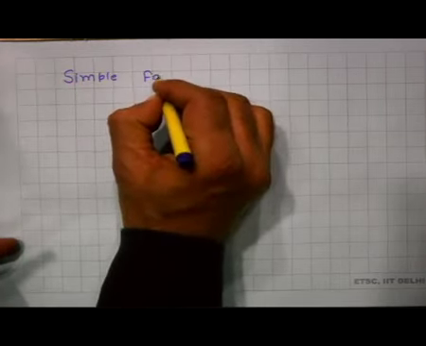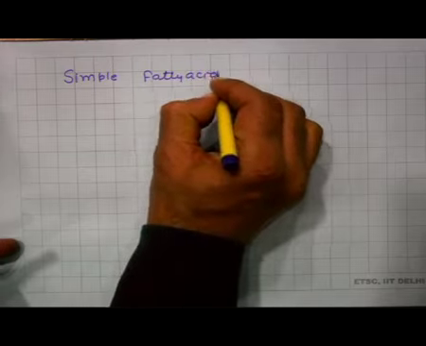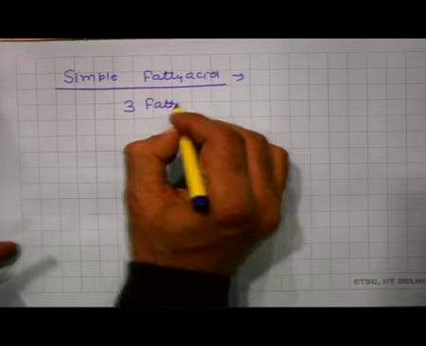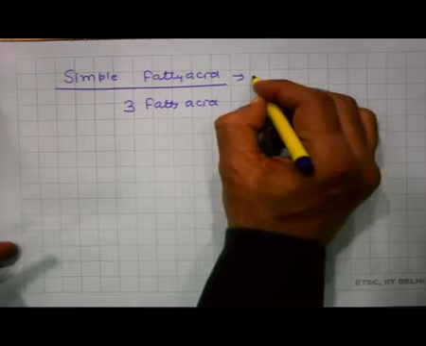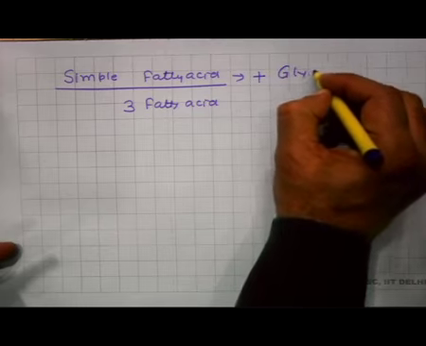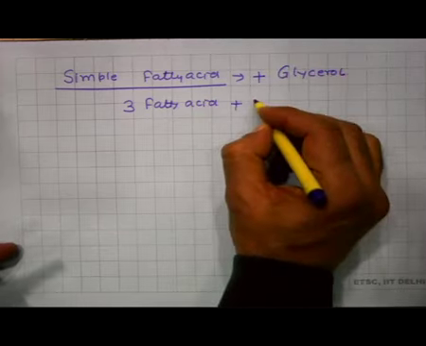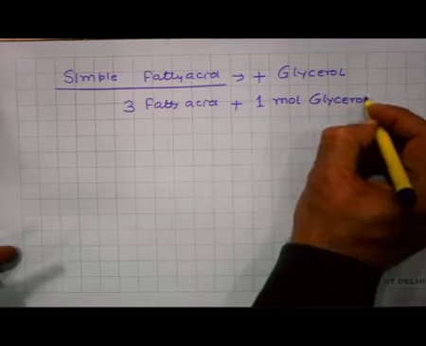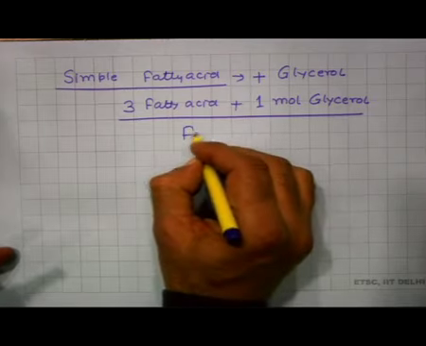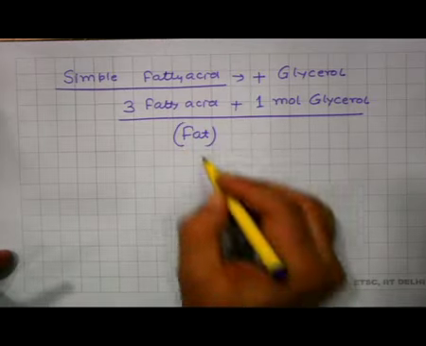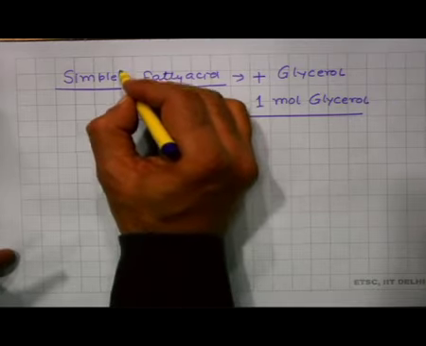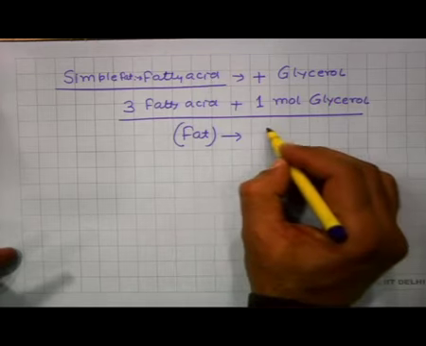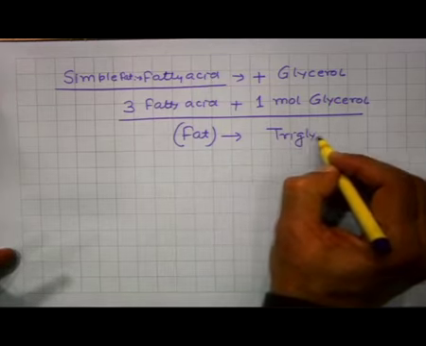The simple fat is made by 3 molecules of fatty acid when combined with one mole of glycerol. That is the simple fat which is made by fatty acid and glycerol, that is called triglyceride.